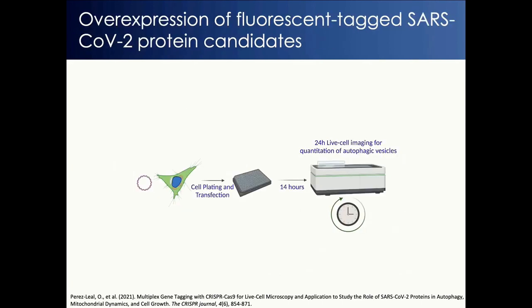Once we created these plasmids, the plan was to transfect the cells and at the same time plate the cells in a 384 plate format. And 14 hours later, we started acquiring images in 4 channels every hour during 24 hours to quantitate changes in the autophagy vesicles in these transfected cells.